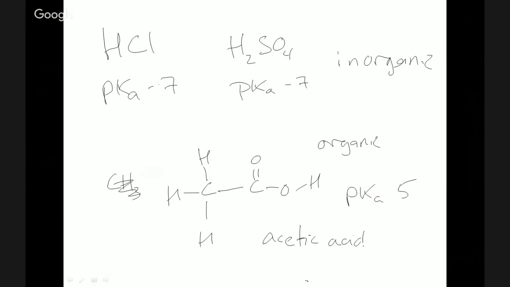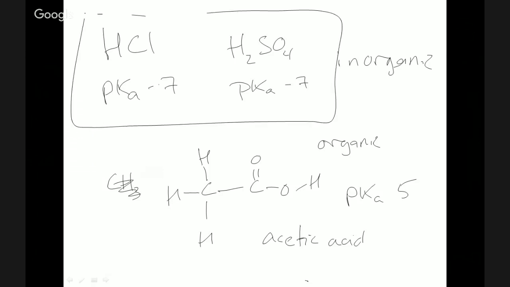I really want you to memorize that HCl and H2SO4 are two of the strongest acids that you'll see. You'll see sulfuric acid a lot. All right, so let's look at a couple bases. Again, water can be an acid or a base. Acidity and basicity are relative to what is reacting. So water can be an acid or a base.